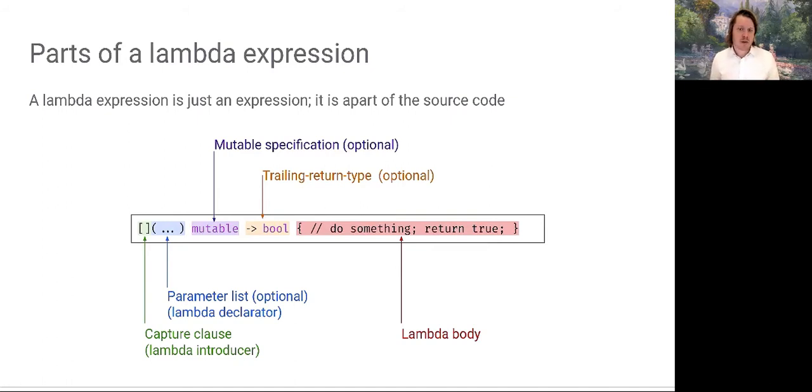Thereafter, we're going to have a trailing return type. This will be optional. And thereafter, we'll actually have the lambda body, which will be the sequence of statements that are executed when this lambda expression is invoked.